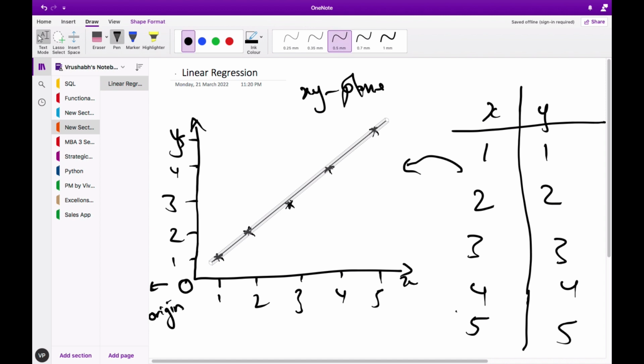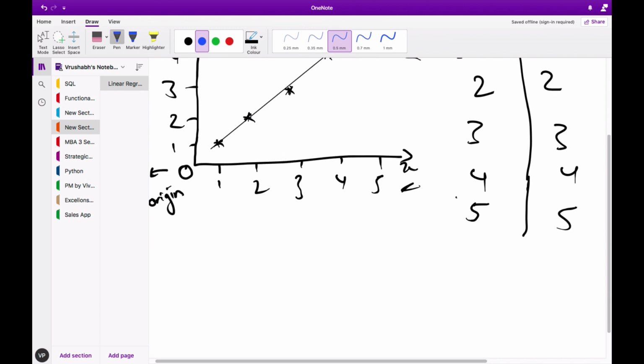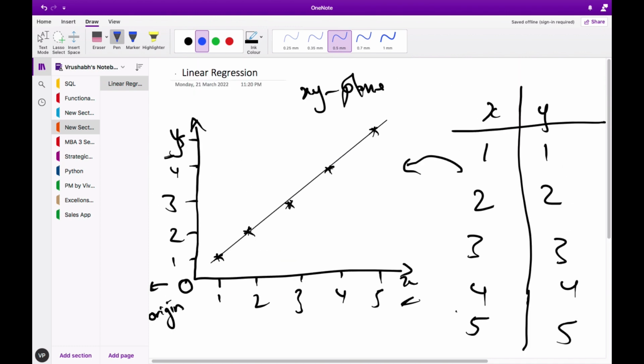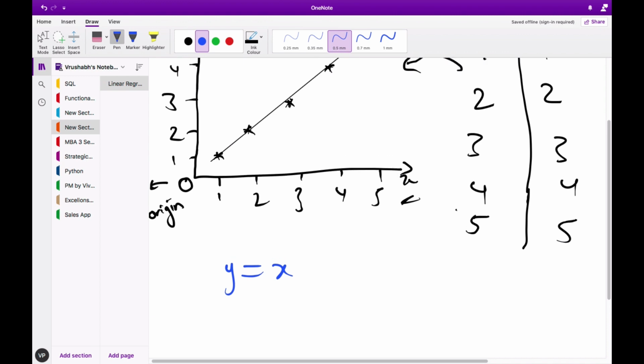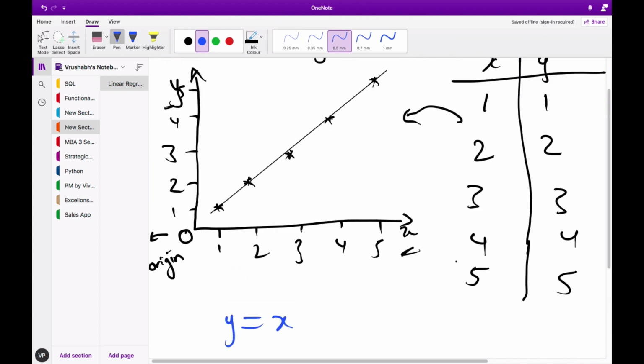Now, what linear regression does is find a relationship between the x and the y. We are trying to find a relationship between the x and the y. If you see the data points that we have, when y is 1, x is also 1. When y is 2, x is also 2. In the same way, they are all the same thing, so we can say that y is equal to x.